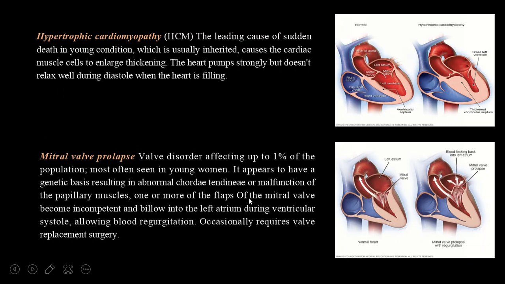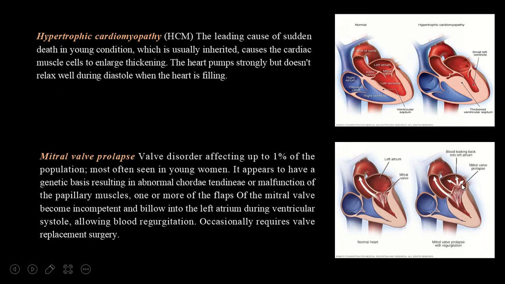One or more of the flaps of the mitral valve becomes incompetent and bulges into the left atrium during ventricular systole, allowing blood regurgitation. Occasionally requires valve replacement surgery. Di ba kanina, ang ano niya is to prevent backflow. So, since one or more of the flaps of the mitral valve becomes incompetent, and then magkakaroon ng backflow, and that is already a problem and abnormal. So, that is the mitral valve prolapse.